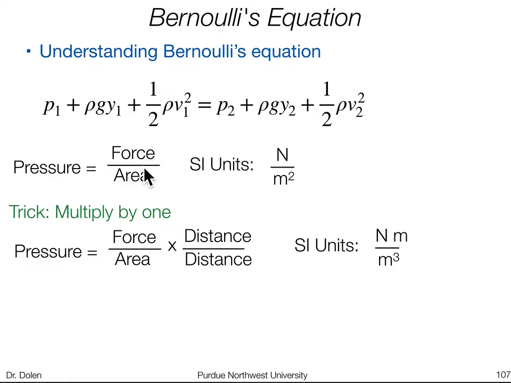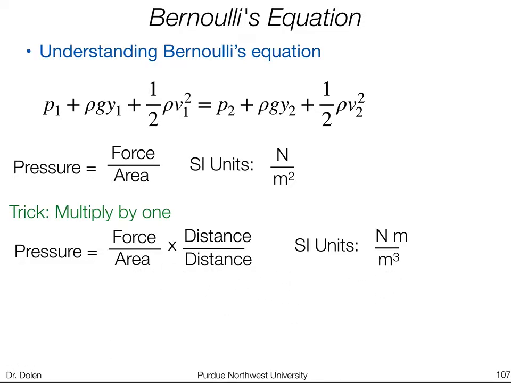Pressure we know is force divided by area. Right? So the units of that is newtons per meter squared. And let's actually make a little trick here. Let's multiply the numerator and denominator of a pressure equation by distance. Okay, so the numerator now is force times distance, which is newtons times meters, and the denominator is area times distance, which is meters squared times meters, or meters cubed.